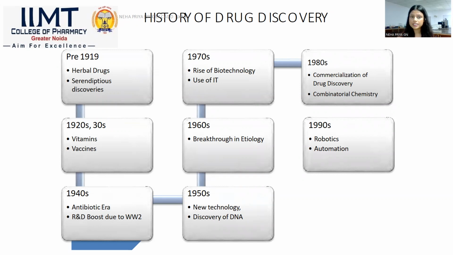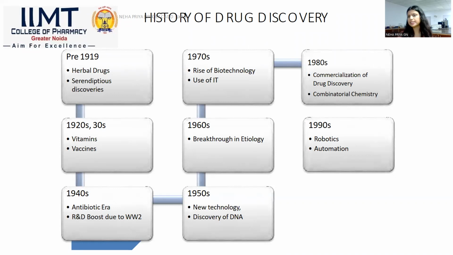Then in the 1970s, there was a rise in biotechnology, and the use of IT was introduced in our systems. In our discoveries, we were more prone to use biotechnology to discover new drugs. We were more used to identifying new drugs via technology.